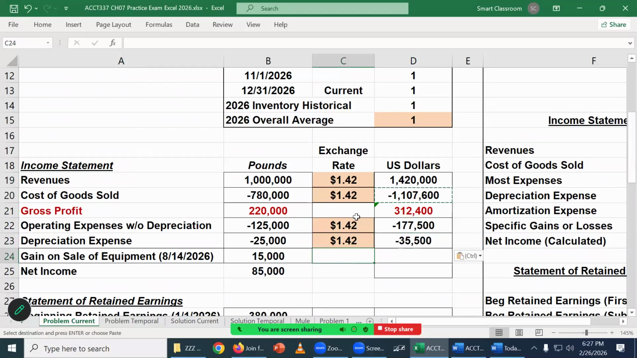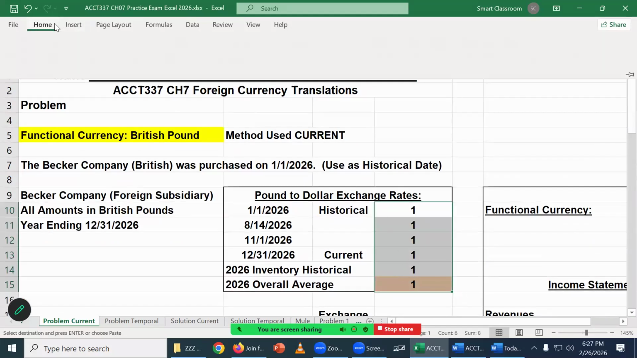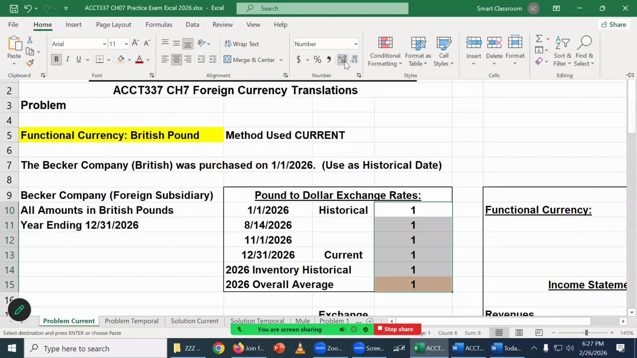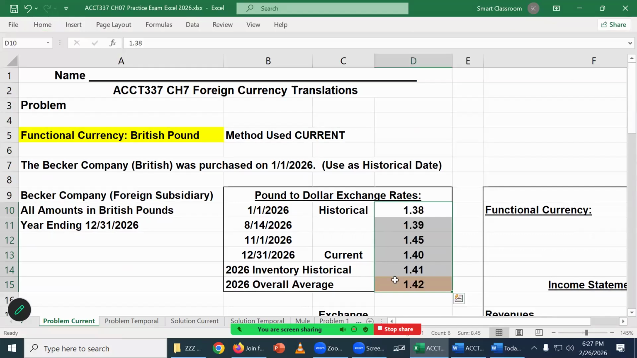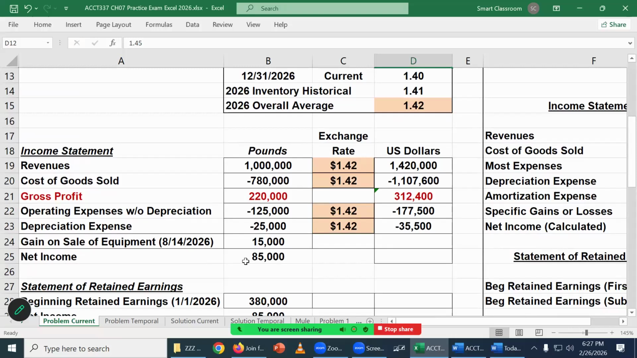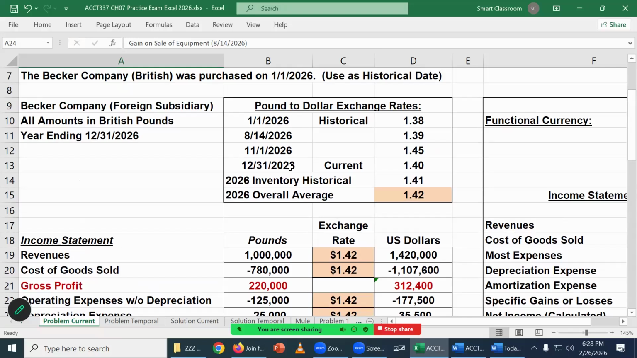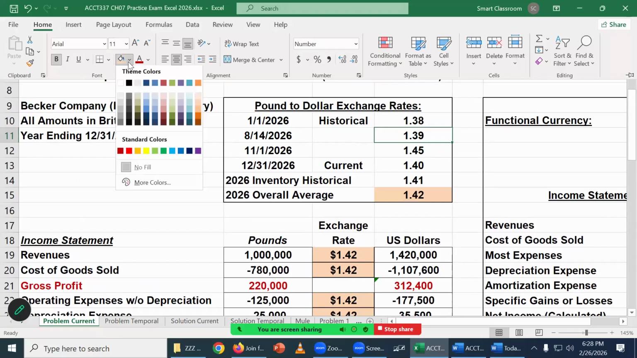Oh, wait a minute, I can't do this. Well, it's the same. All right, so now we got this gain on sale for 814. So we're going to take, this is actually a historical cost. I don't have it labeled as that, but the historical cost for 814 is that. 139.